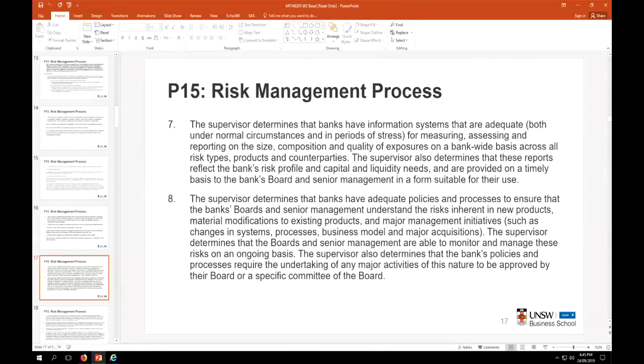Information systems must be adequate. This one is quite interesting. 8. You must understand the risks inherent in new products, material modifications, and major management initiatives. So if you look at the CBA scandal in relation to anti-money laundering, they did not fully understand the risks in a new product. They were introducing smart ATMs, they didn't fully assess all of the relevant risks, and they missed the AML risk.